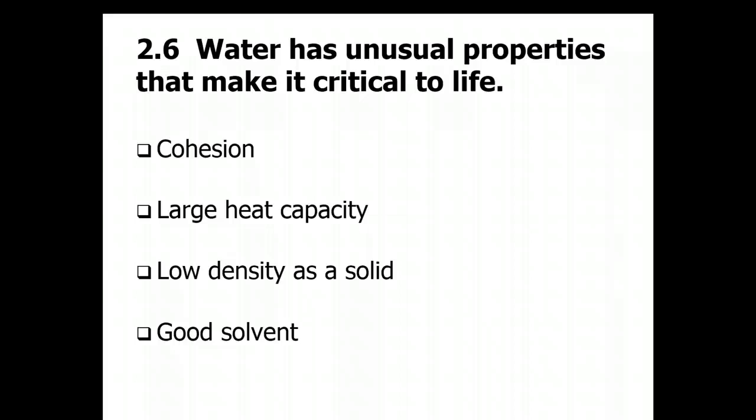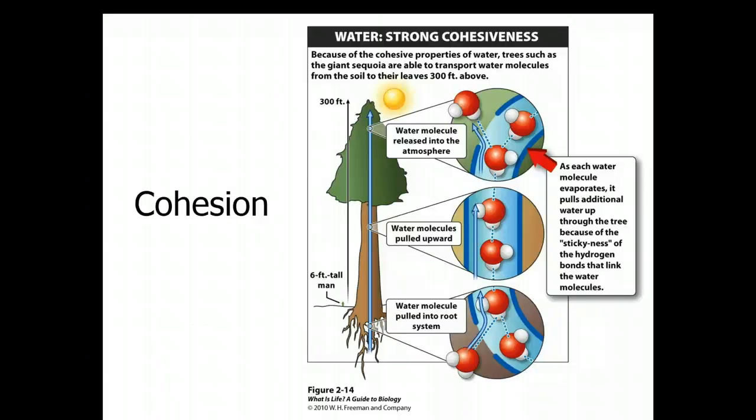So water has unique properties: the cohesion, large heat capacity. So if you remember, if you go to the ocean, you can feel a cooler temperature, and that is a reflection of this heat capacity that we're referring to. Low density as a solid. It actually floats, as you know, ice cubes will float, and it's a good solvent. It is a universal solvent.